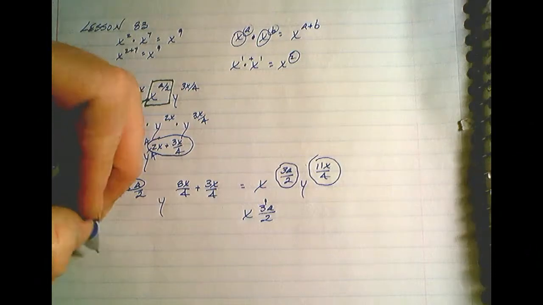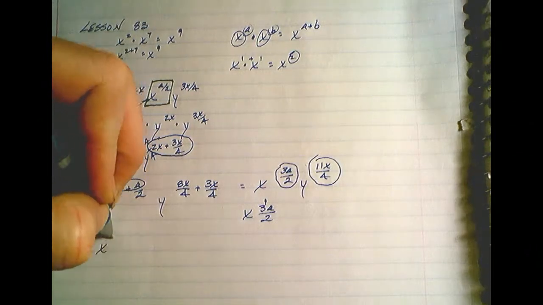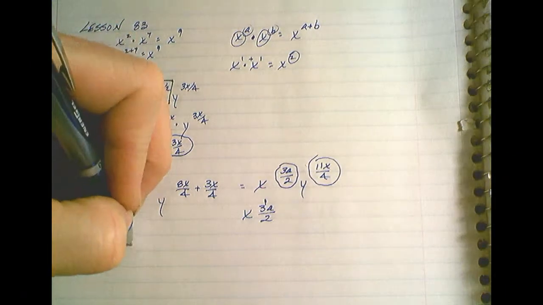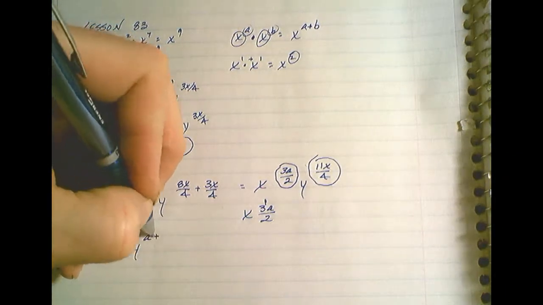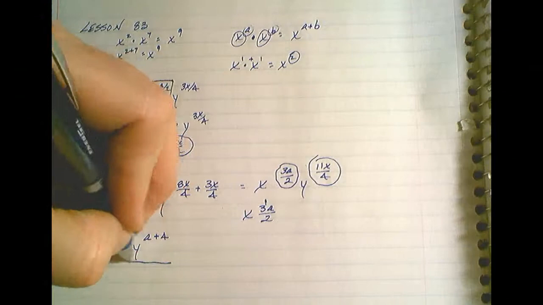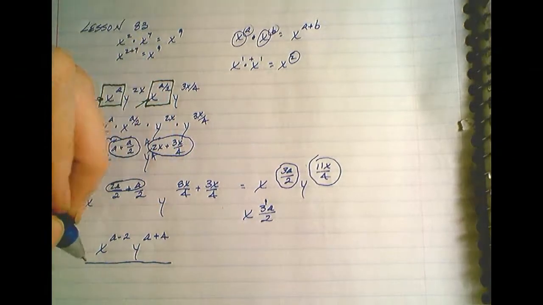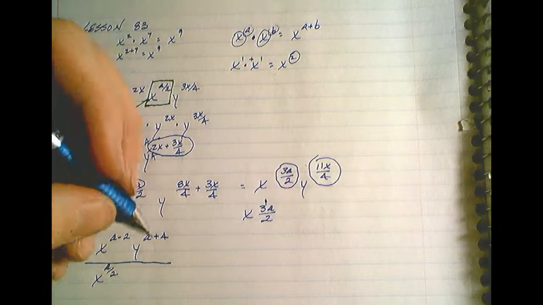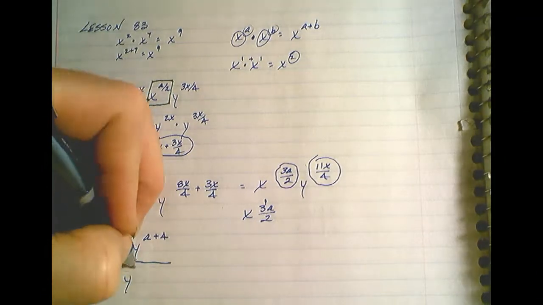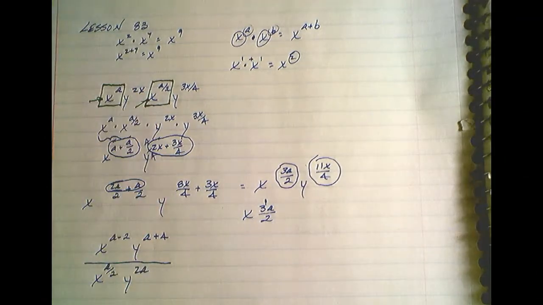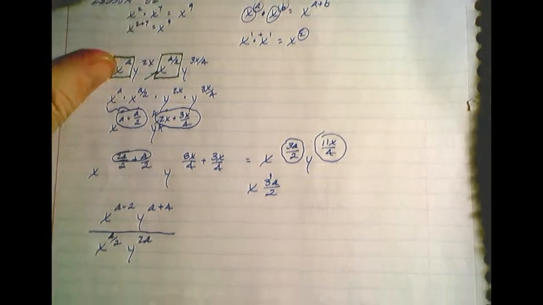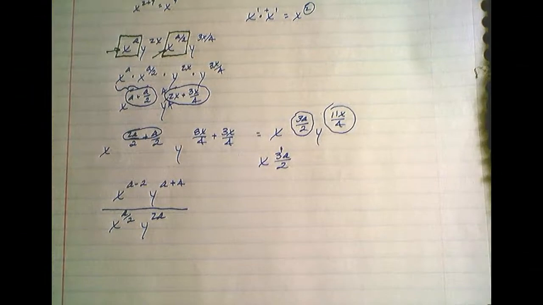Okay, let's try another one. x to the a minus 2, y to the a plus 4, all over x to the a over 2, y to the 2a. Okay, good times. All right, first thing that I would do with this would be, let me move this up a little bit.